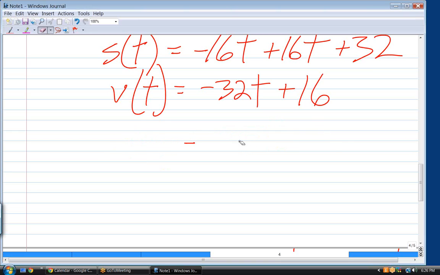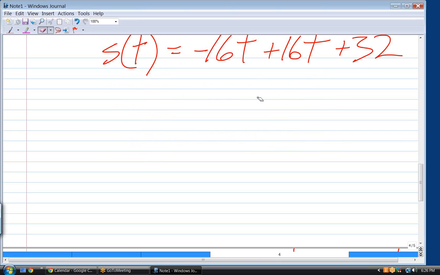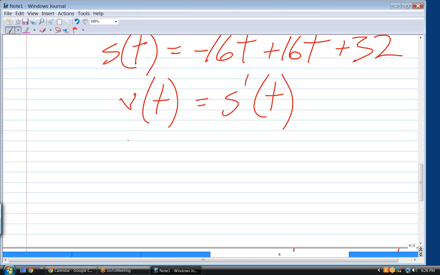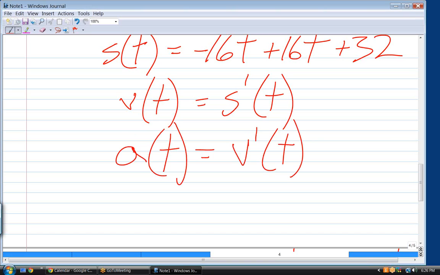And let's talk about one other thing, and that is acceleration. In other words, v of t is equal to the first derivative of position. a of t, acceleration, is equal to the first derivative of velocity. So you have position, and then its first derivative is velocity, and its second derivative is acceleration. So when you're talking acceleration, you're always talking about the second derivative of position.